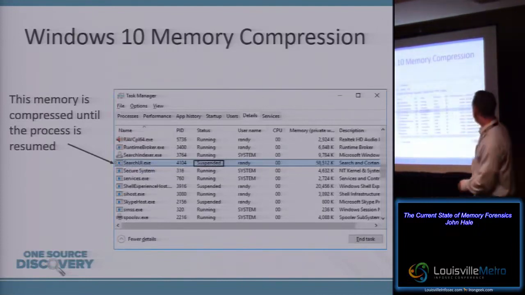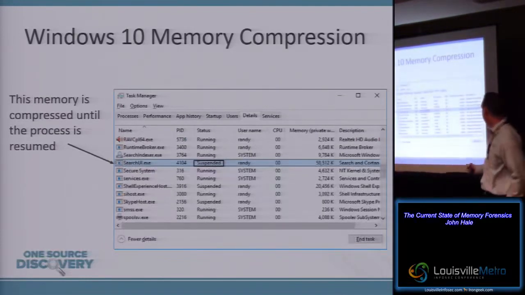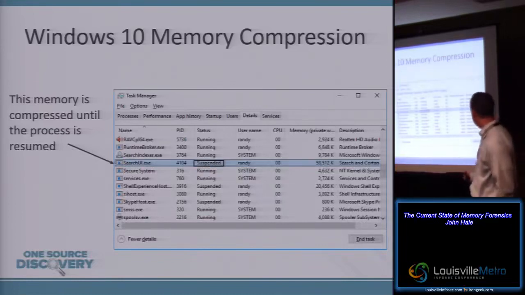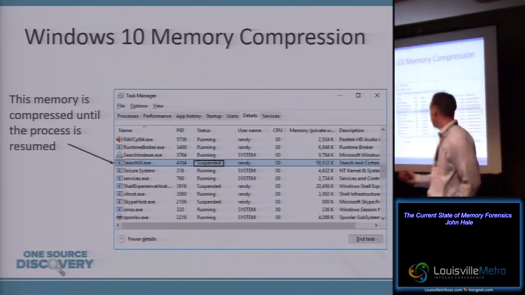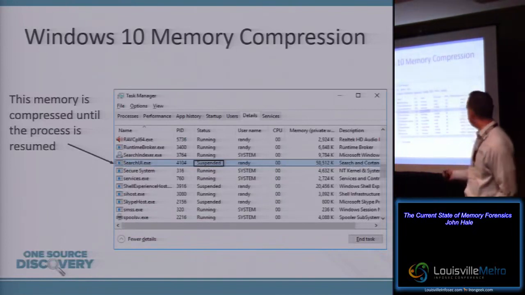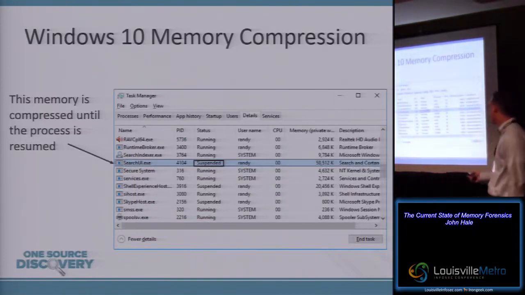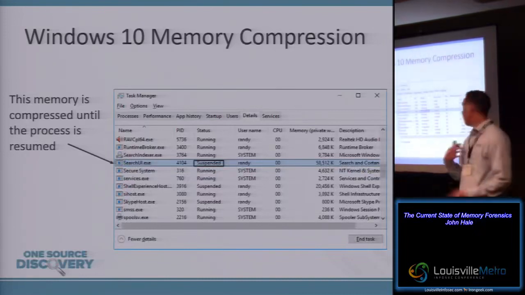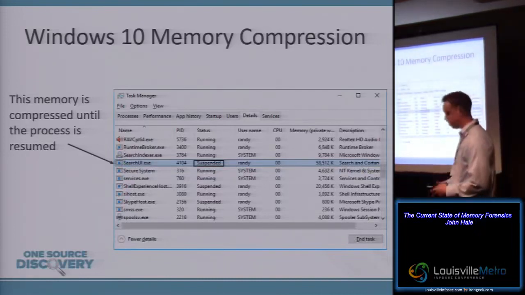If you were to look at Task Manager, you might see something like this. If you're running Windows 10, I would expect a few of these to be listed there. In this case, we can see the Search and Cortana Assistant is in the suspended state. What that's telling us is that this memory is compressed until we bring this Search UI back to the foreground, and it's resumed.